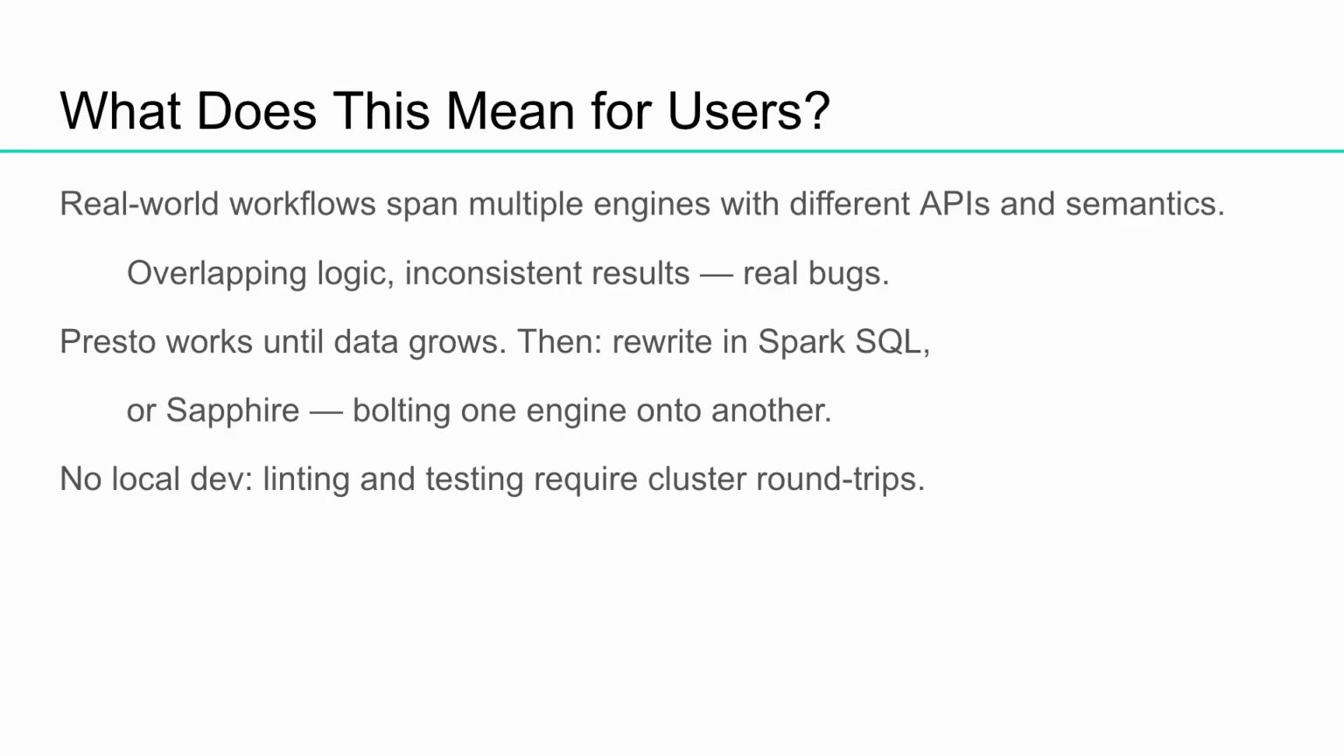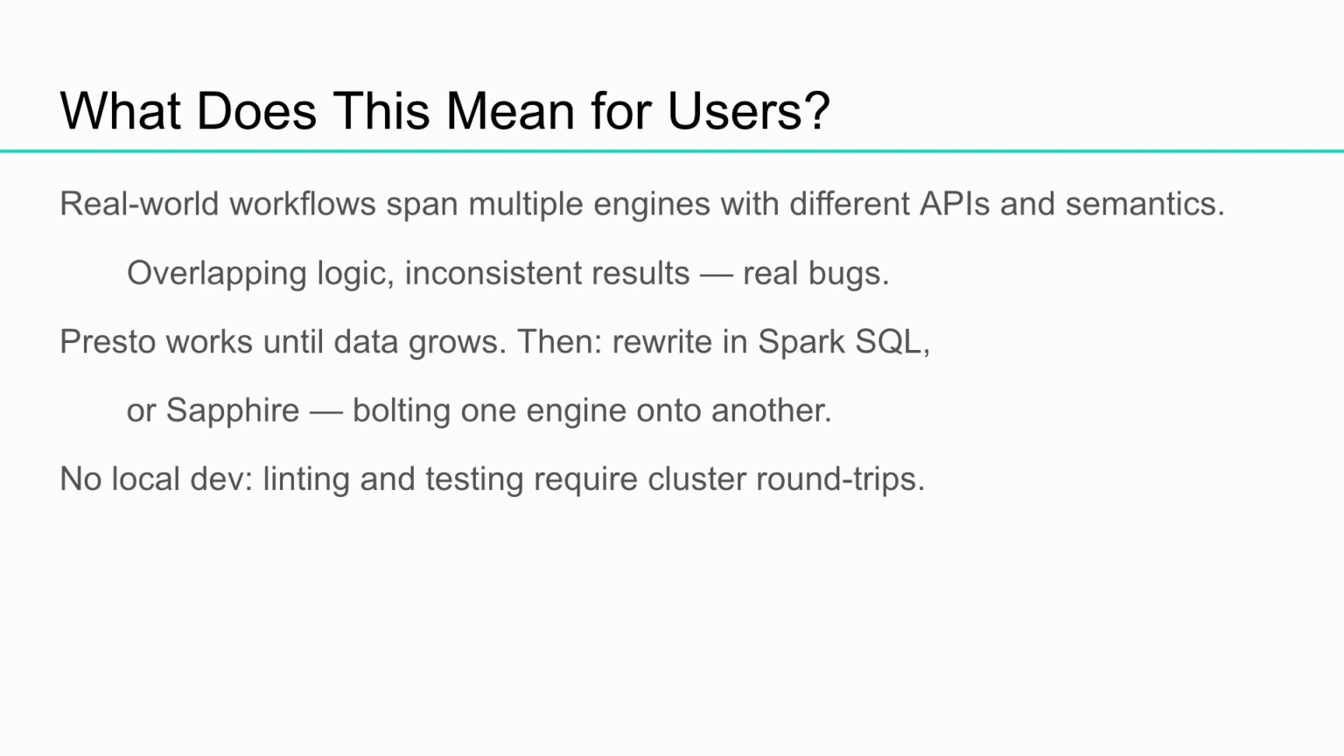Real-world data workflows don't fit neatly into one engine. You might start with a streaming pipeline, run batch transformations, prepare training data for AI models, build interactive dashboards, and debug issues along the way with ad hoc queries. Today, each of those steps uses a different engine. Some with SQL, some with Python data frame APIs, all with different semantics, different tools. And the logic across those steps often overlaps. So inconsistencies between engines don't just slow you down, they cause real bugs.